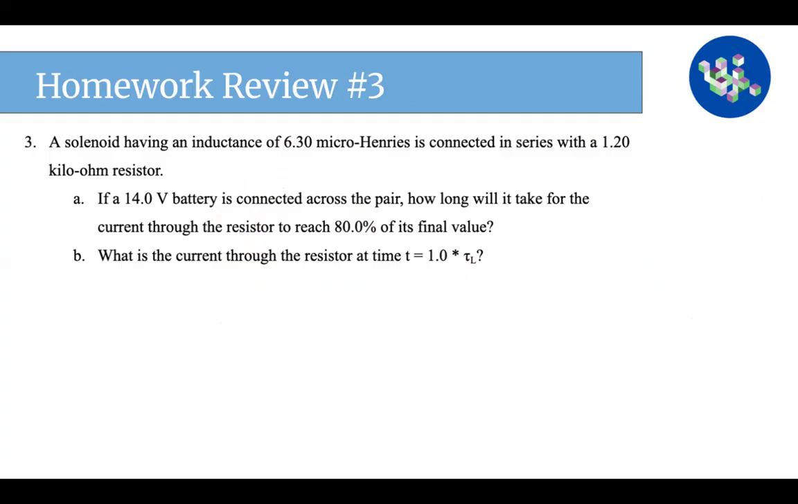All right, that's fine. Remember the time constant tau L equals L over R. This is very important for finding when the current is going to reach a certain percentage of its final value, because we know that the current for an RL circuit equals epsilon over R times 1 minus e to the negative R t over L. I should probably write that.